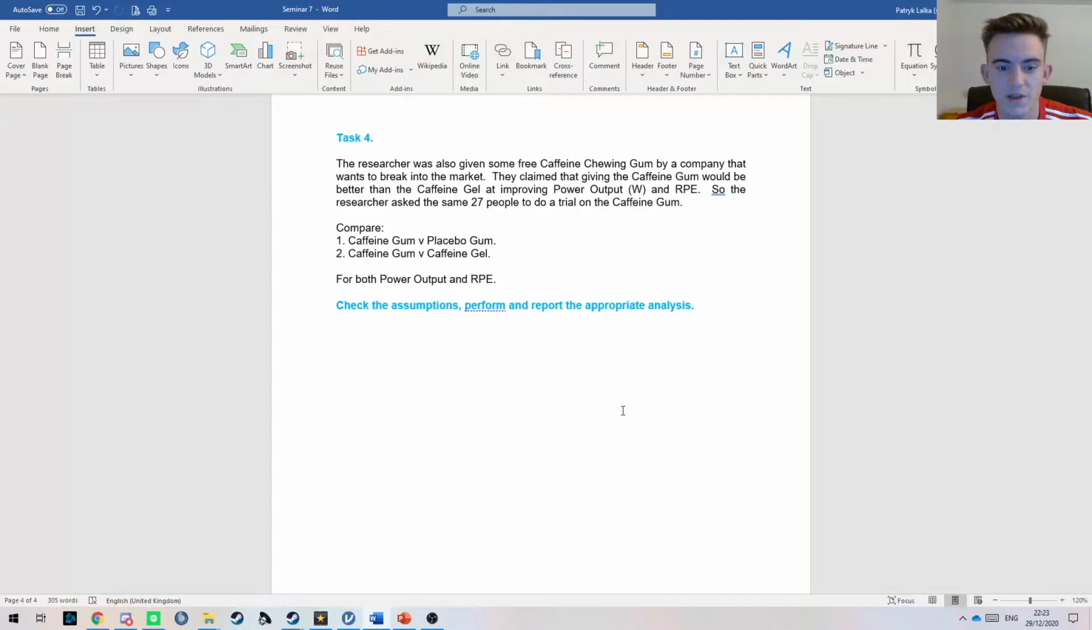Because the question asks the same 27 people, what this is asking is, was there a difference in RPE and power output in the caffeine gum versus the placebo gum? To test this, they got the same people to take the caffeine gum and then take the placebo. So that's the first part of the question, and that's what we're looking at today. Again, we're looking at a test of difference. How were the results of the caffeine gum and placebo gum different?